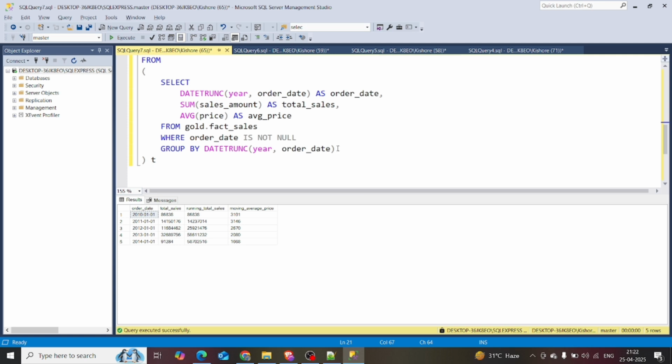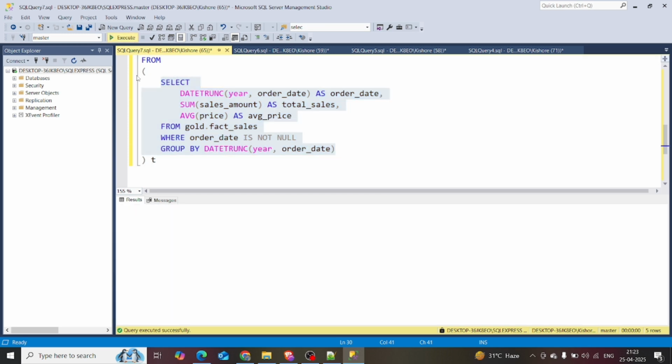It's coming from the date. We are using the DATETRUNC function, extracting the year from the order date as order date, and we are calculating the sum of the sales amount as total sales amount, and the average price as average price. It's coming from the gold facts table, and we don't want order dates with null values, and we are grouping by the DATETRUNC function.